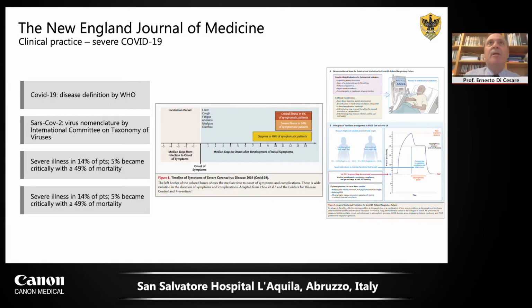COVID-19 was named by the World Health Organization, or SARS-CoV-2 virus, as defined by the International Committee on Taxonomy of Viruses, is responsible of severe illness in 14% of the patients. 5% became critical with 49% mortality, and a diffuse alveolar damage has been observed during autopsies.